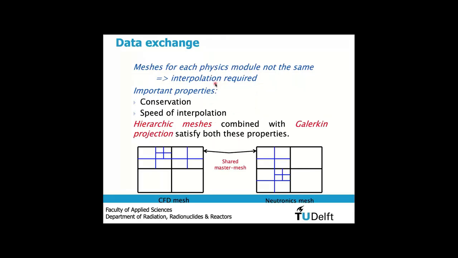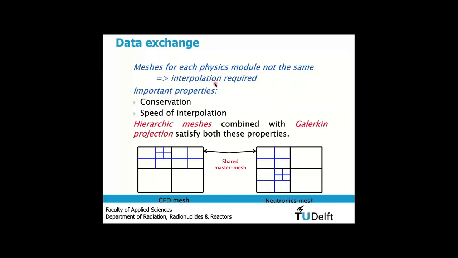Okay, so now something important as far as multi-physics modeling. We have, in this case, two types of physics. We have one that is neutron transport, and the other is computational fluid dynamics. And we need to exchange data between these two pieces of physics. And in practice, these are usually two separated codes.